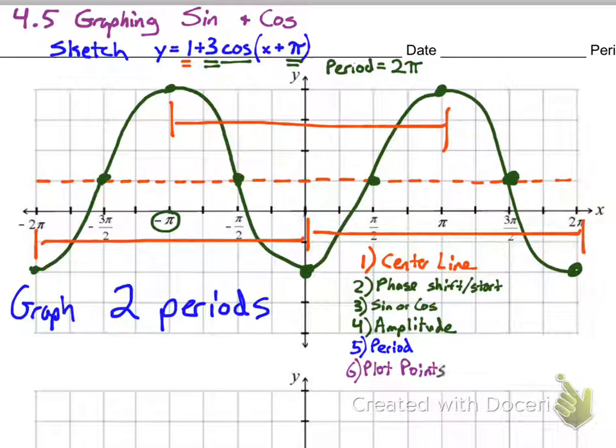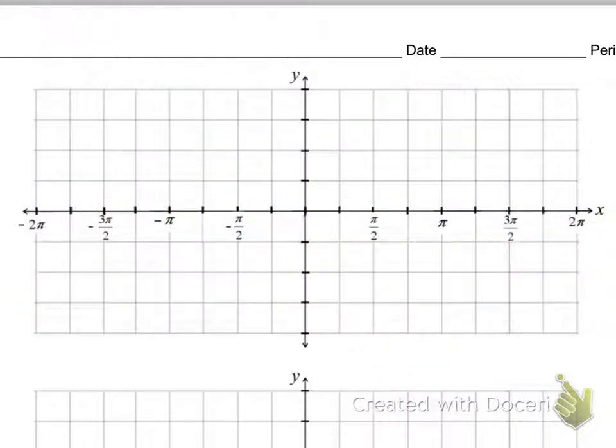And lastly, we plot the points that are in between, and we connect those with the curve. So those are your steps that you generally want to follow. Let's do one more practice problem with a few other tricky parts to it, okay? This time I'm going to do this function.